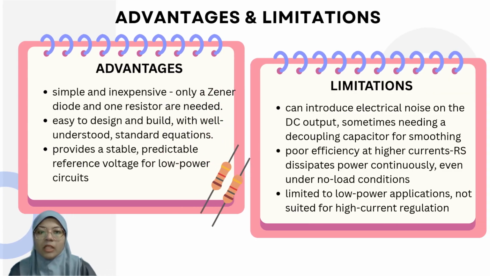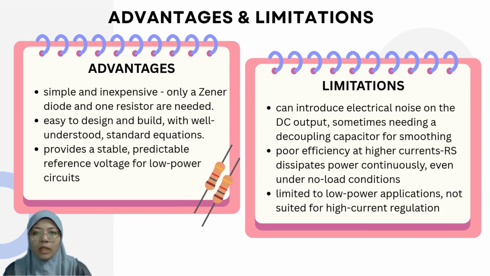Next, we have advantages and limitations. For advantages, the first one is that it is simple and inexpensive. Only a Zener diode and one resistor are needed. Second, it is easy to design and build with well-understood standard equations. The third one is that it provides a stable, predictable reference voltage for low power circuits.